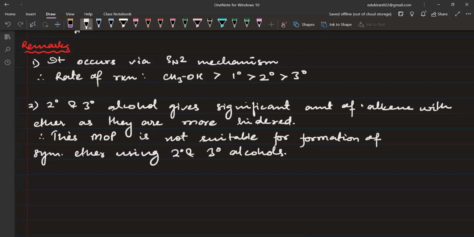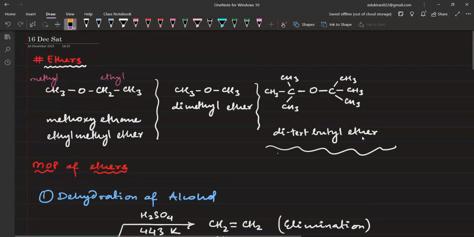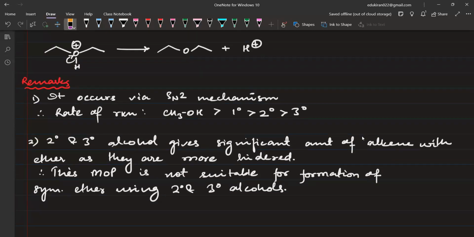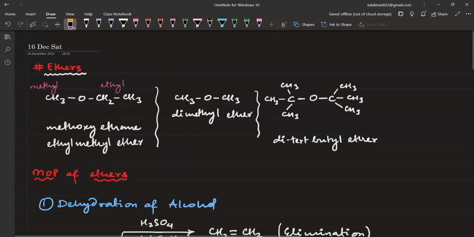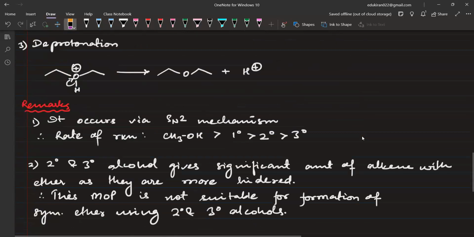Okay. Now, a general question asked is why we cannot prepare di-tertiary butyl ether using dehydration of alcohol. So in that case, you will write this line: 3 degree alcohol gives significant amount of alkene with ether as they are more hindered. This is the line. Because here you can see, this carbon atom is 3 degree. So for 3 degree ether, we would require a 3 degree alcohol also. And 3 degree alcohol is going to give you alkene and not ether.